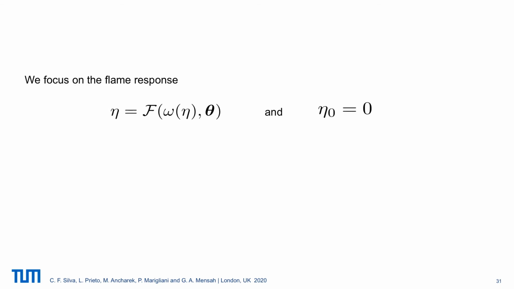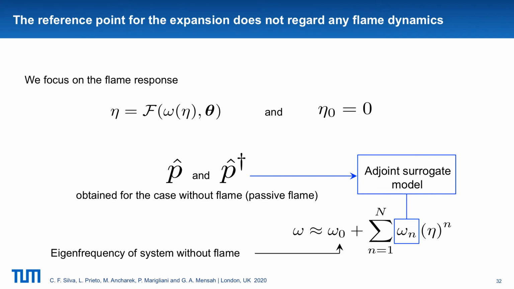So let's focus now on the flame response. Remember that we consider the flame response here to be eta, and one particularity of the study we are developing is that the unperturbed state, so the baseline condition, does not contain any flame response. So what does it mean? It means that we are actually taking into account the adjoint and the direct eigenmodes from the case without flame. So basically the acoustic modes of the chambers. We have here a passive flame.